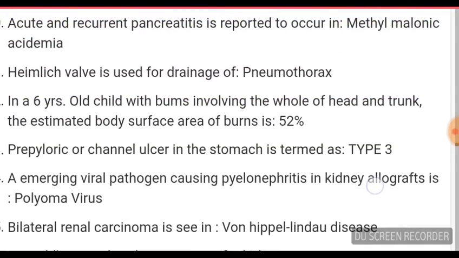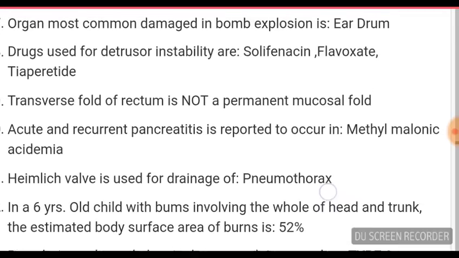Prepyloric or channel ulcer in the stomach is termed type 3. An emergent viral pathogen causing pyelonephritis in kidney allograft is polyomavirus. In a 6-year-old child with burns involving the whole of the head and neck, the estimated body surface area is 18. Means you must know how to calculate the burn area in children.